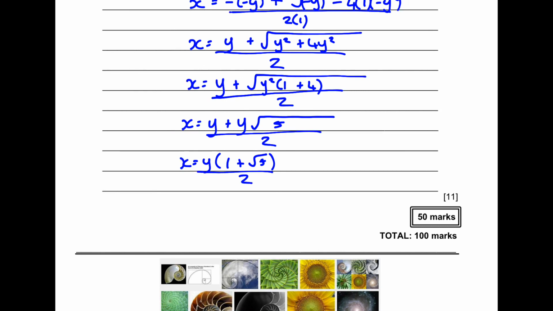Okay, so lastly, we want to get rid of that y. So we divide both sides by y. So x over y equals 1 plus root 5 over 2. And the question is, show that x over y is equal to phi. But we know that 1 plus root 5 over 2 is equal to phi. So therefore, x over y is equal to phi.